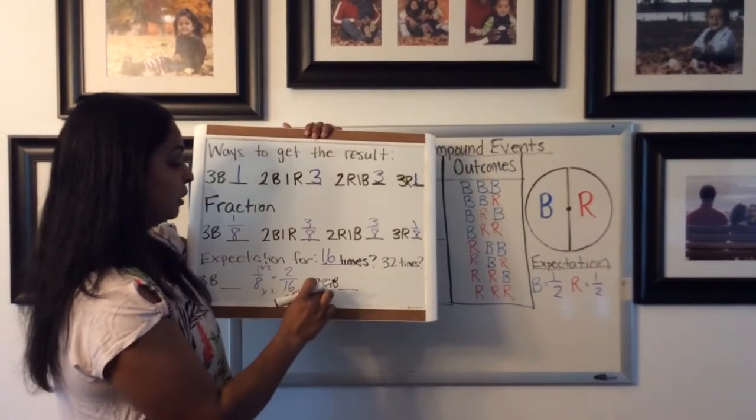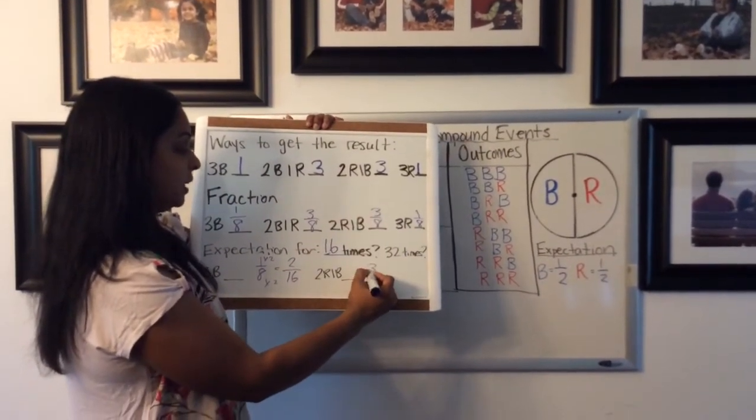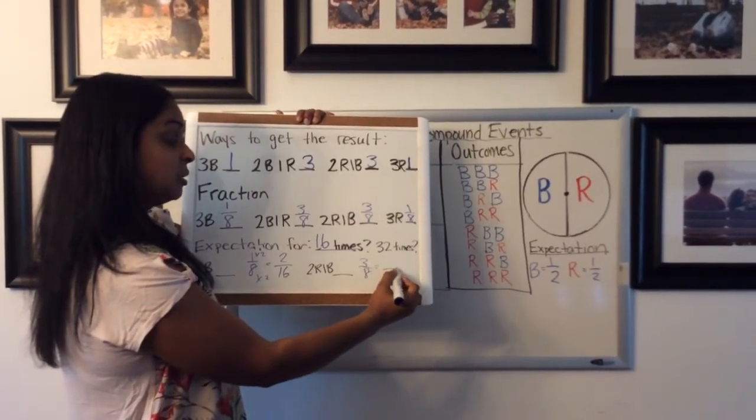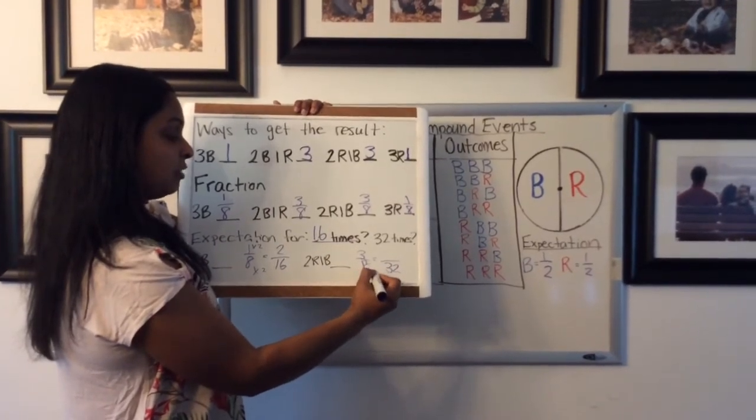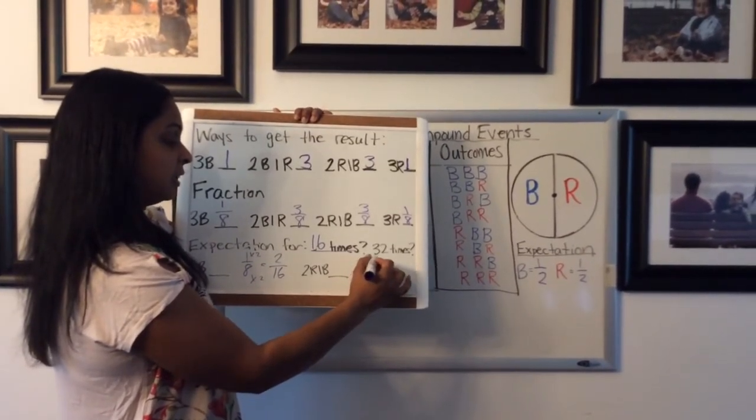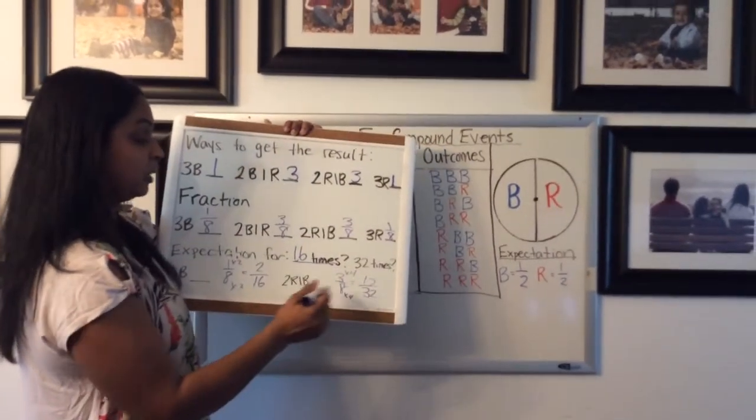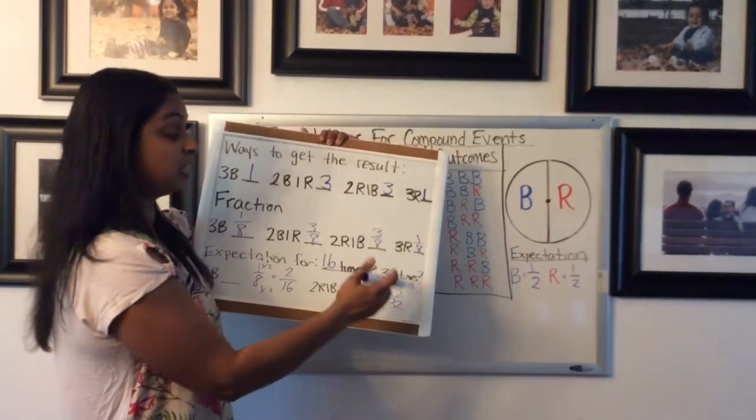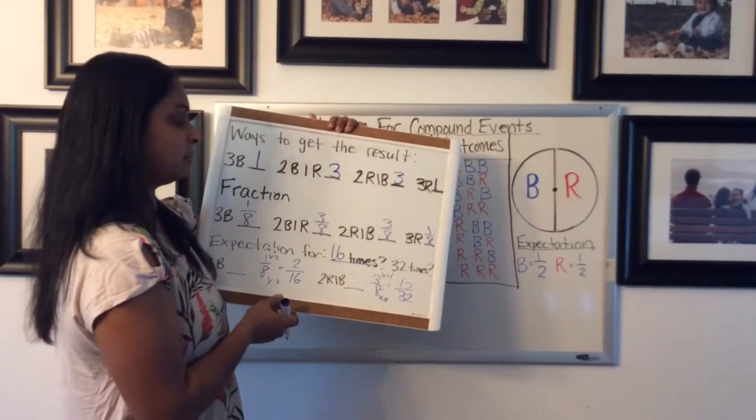Let's look at the 2 red and 1 blue. That fraction was 3 out of 8 times. If you want to play this game 32 times, just change that denominator to 32. I know I have to multiply by 4 here, and we would say that 12 times we would land on 2 reds and a blue. That's how many times we would expect to land on 2 reds and a blue if we played 32 times.